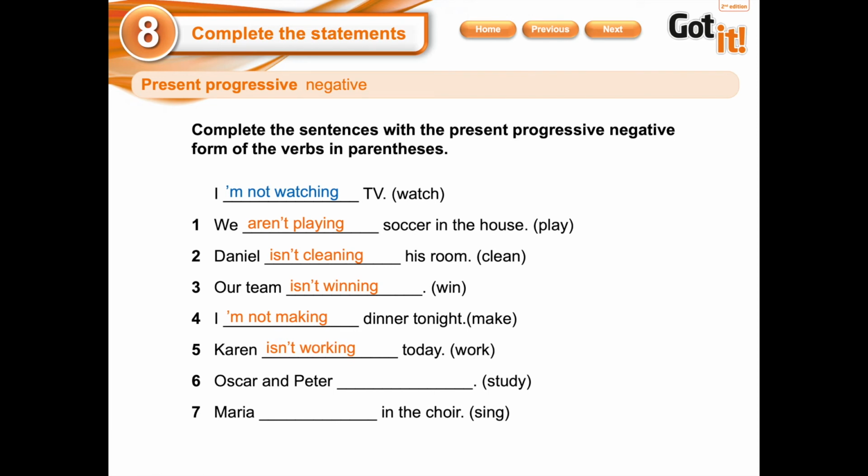Number 6. Oscar and Peter, 2 people, so aren't. And then I have the word study. Remember, study. You are not going to erase anything, so aren't studying. Oscar and Peter aren't studying. And finally, number 7, Maria in the choir is singing in the choir. Let's continue with the second exercise.